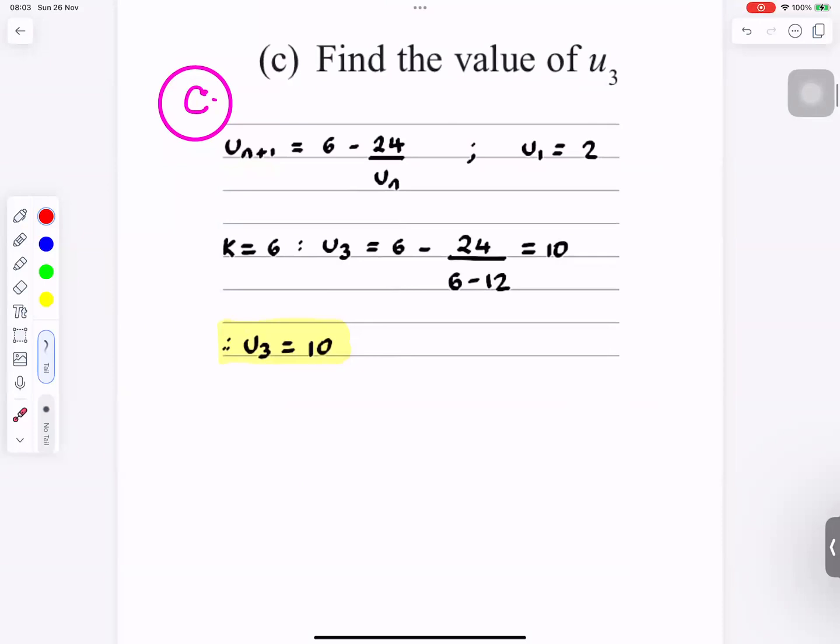Part C says find the value of u3. We got the general formula. u1 is 2 and k is 6. So we would substitute for u3. We'll substitute k is 6. And then put that in the calculator. You get u3 equals 10.